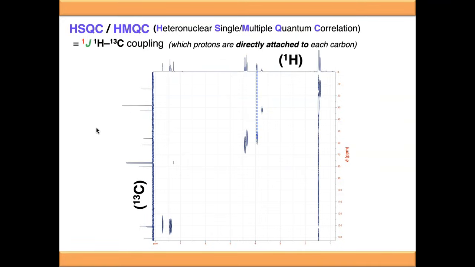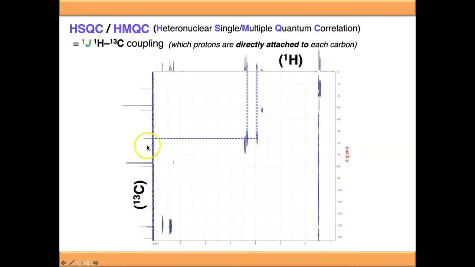Now in some situations, let's look at this proton signal here for instance. This one correlates to this carbon over here. You can also see that this proton also correlates to the same carbon. Now we said that you can't have multiple signals underneath each proton signal, because that would be one proton being connected to two different carbons, which would be weird.